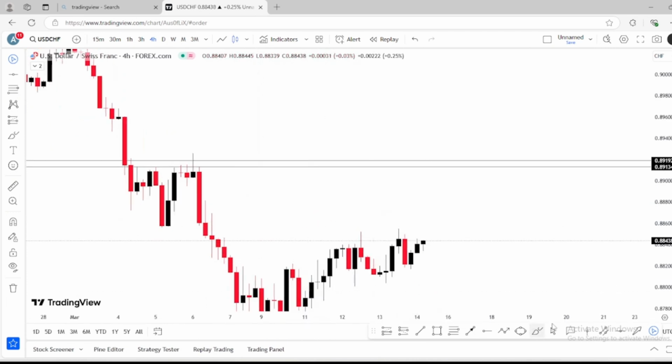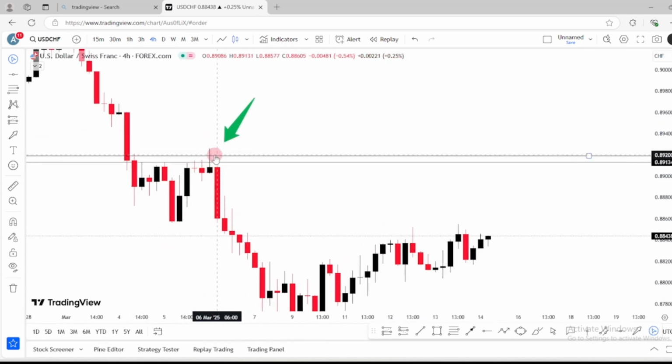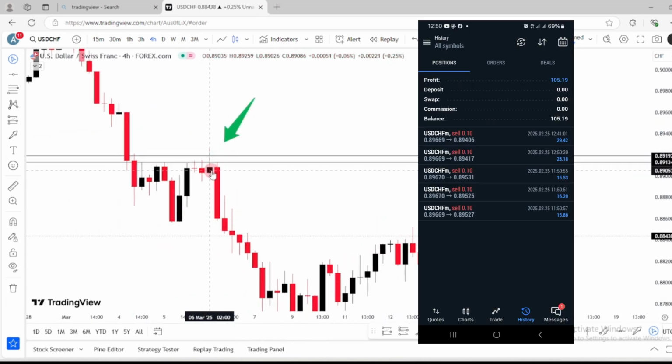This is a perfect example of a pin bar that we just talked about. You can see this is it. We have a long wick and a small body right here. It's like a hammer that is turned upside down. So this is an indication for a trade.